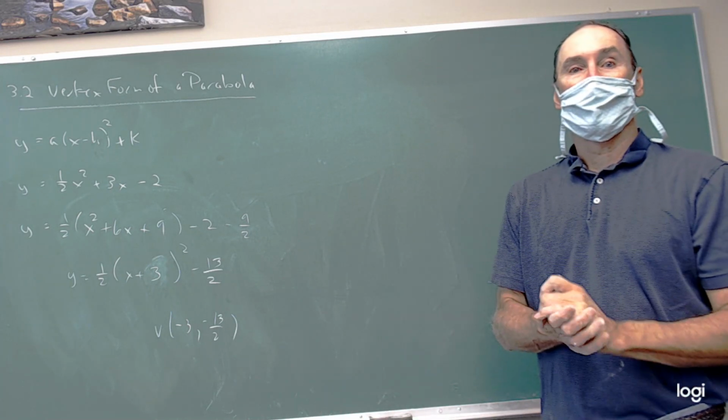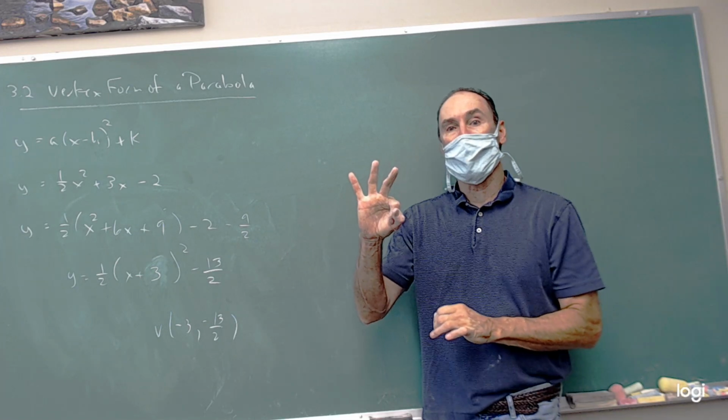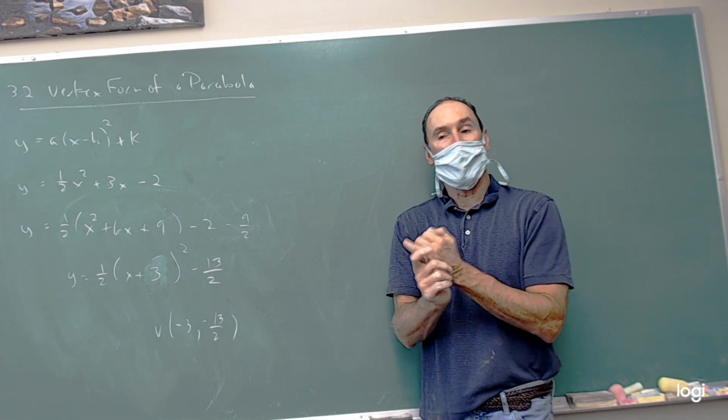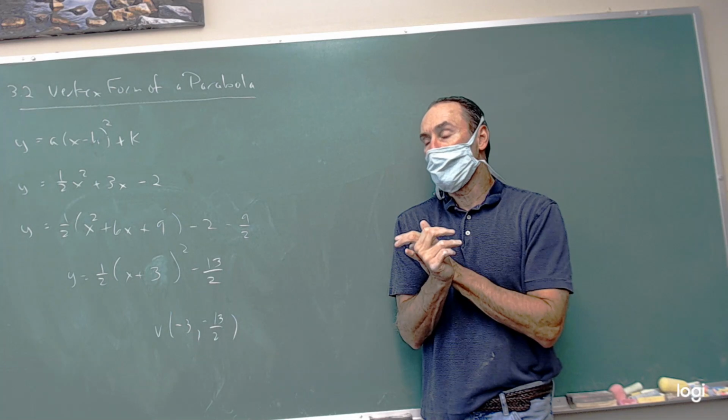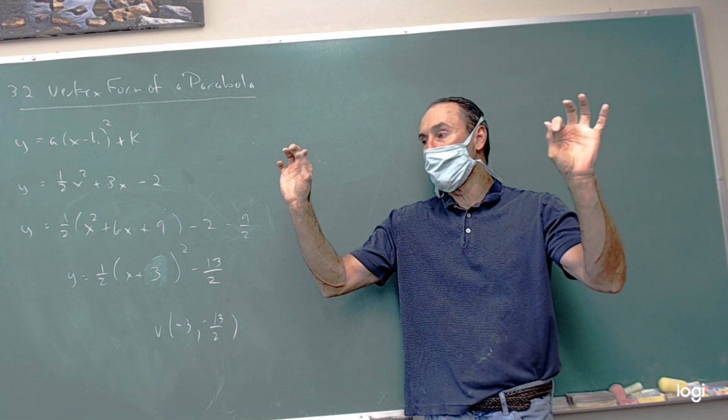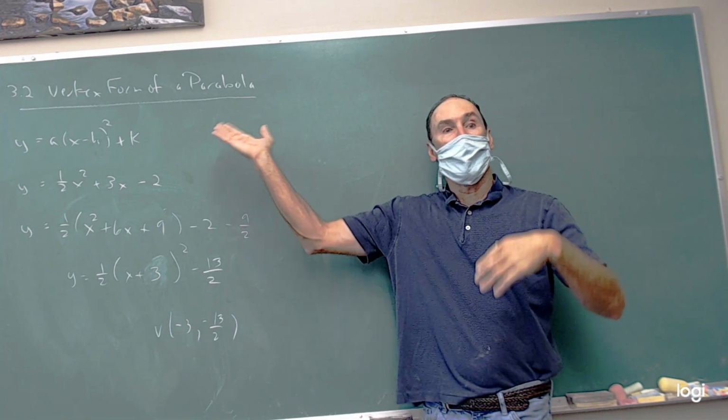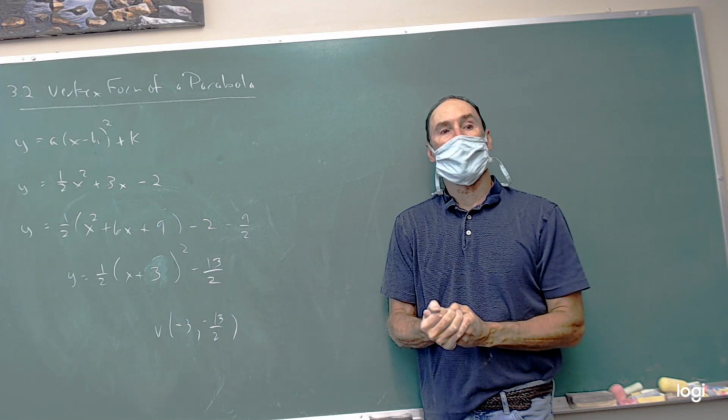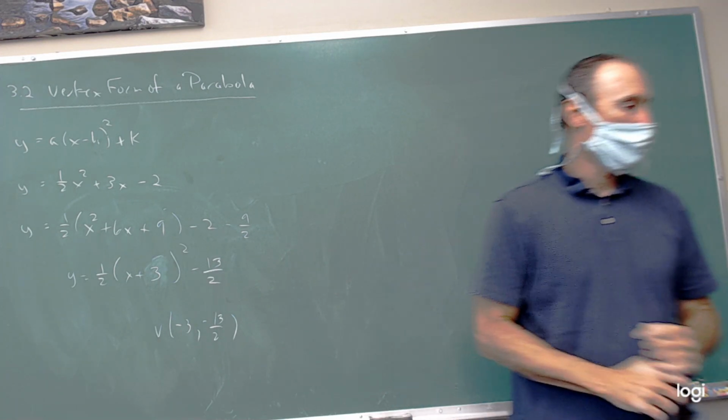So we have three different ways of finding the vertex. X equals negative b over 2a. When it's given to us in factored form, we're going to take the point halfway in between the x-intercepts. And then we can put it into vertex form by completing the square.